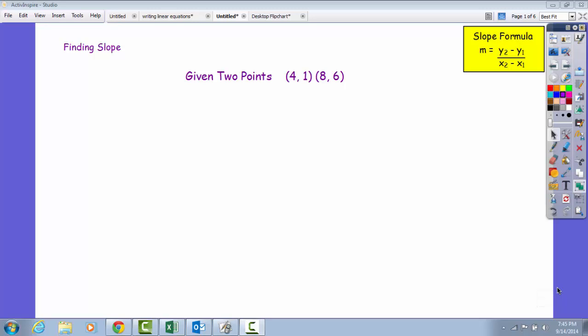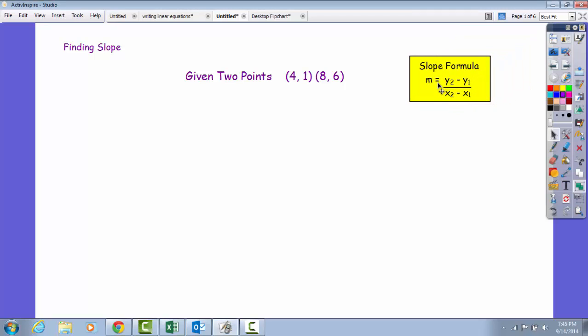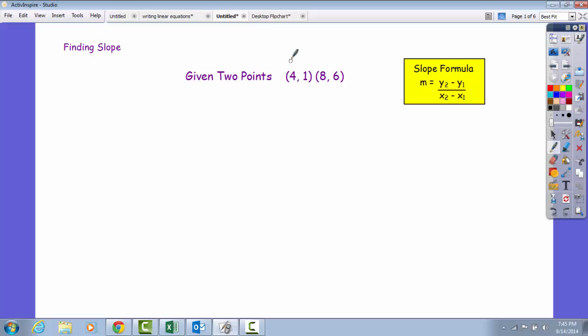Finding slope given 2 points, you will need the tool of the slope formula. The slope formula states m equals y sub 2 minus y sub 1 over x sub 2 minus x sub 1. Looking at our two ordered pairs, the first combination can be our sub 1 x and y. The second ordered pair can be our sub 2. The sub 1 and sub 2 just help us denote between the first ordered pair and the second ordered pair.